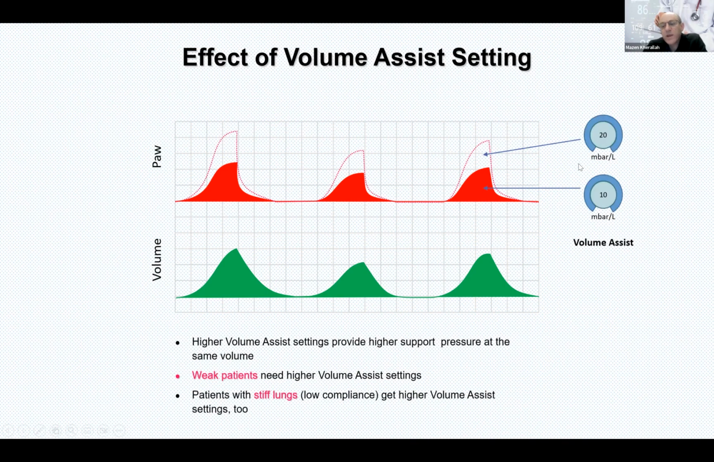Now, if we change this to 20 centimeter per liter, you can see that for the same volume the patient is pulling, more pressure will be given to the patient. So this is how you modify the pressure for the patient based on his own efforts. Okay, and you determine how much you want to help the patient. Now, the machine is doing more work here for the patient. And when you go down to 10, that means that the machine is doing less work for the patient.